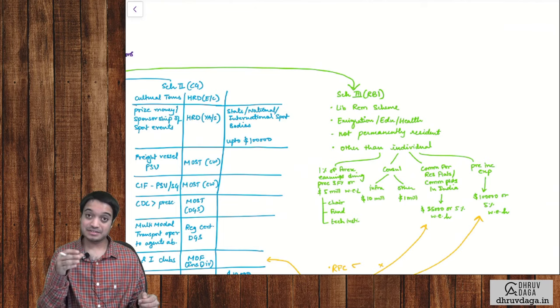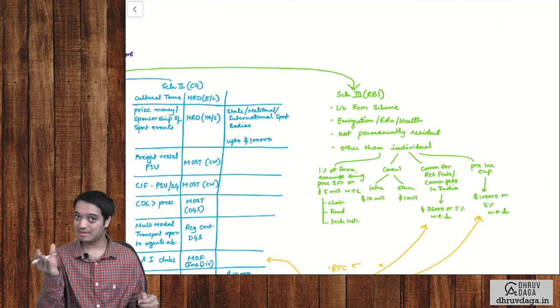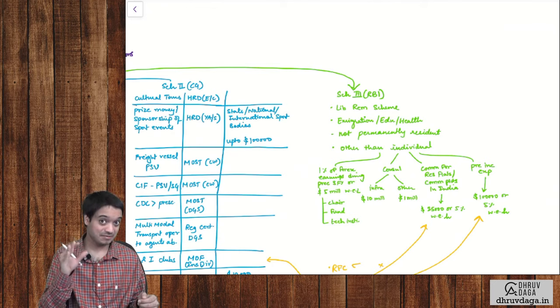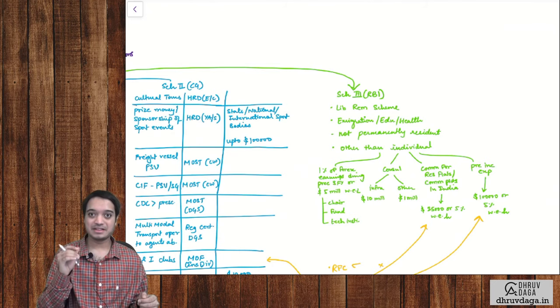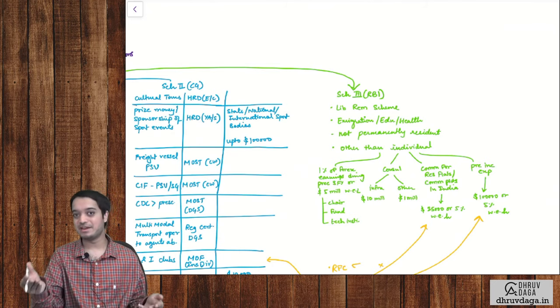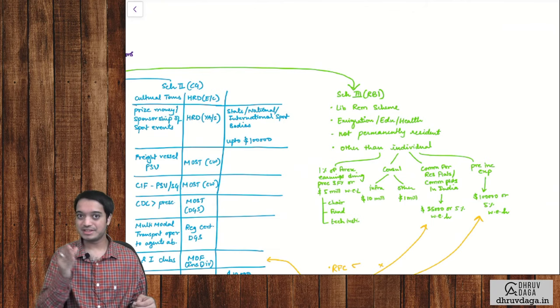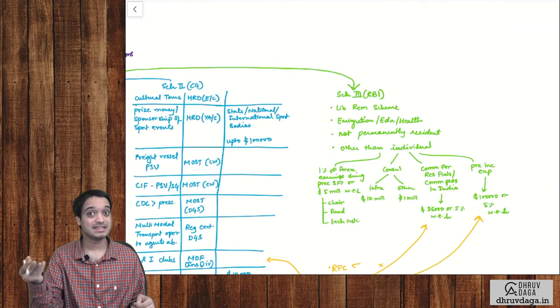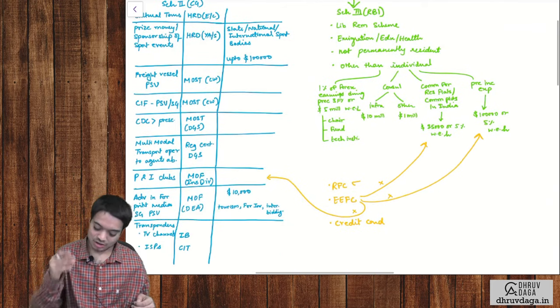Then there are certain other persons other than individuals. For them also the Liberalized Remittance Scheme is available. However, for these other than individuals, there are four additional benefits which are given. So if they fall within these limits, they still do not require permission, even though they might exceed the Liberalized Remittance Scheme. Which are these four areas?